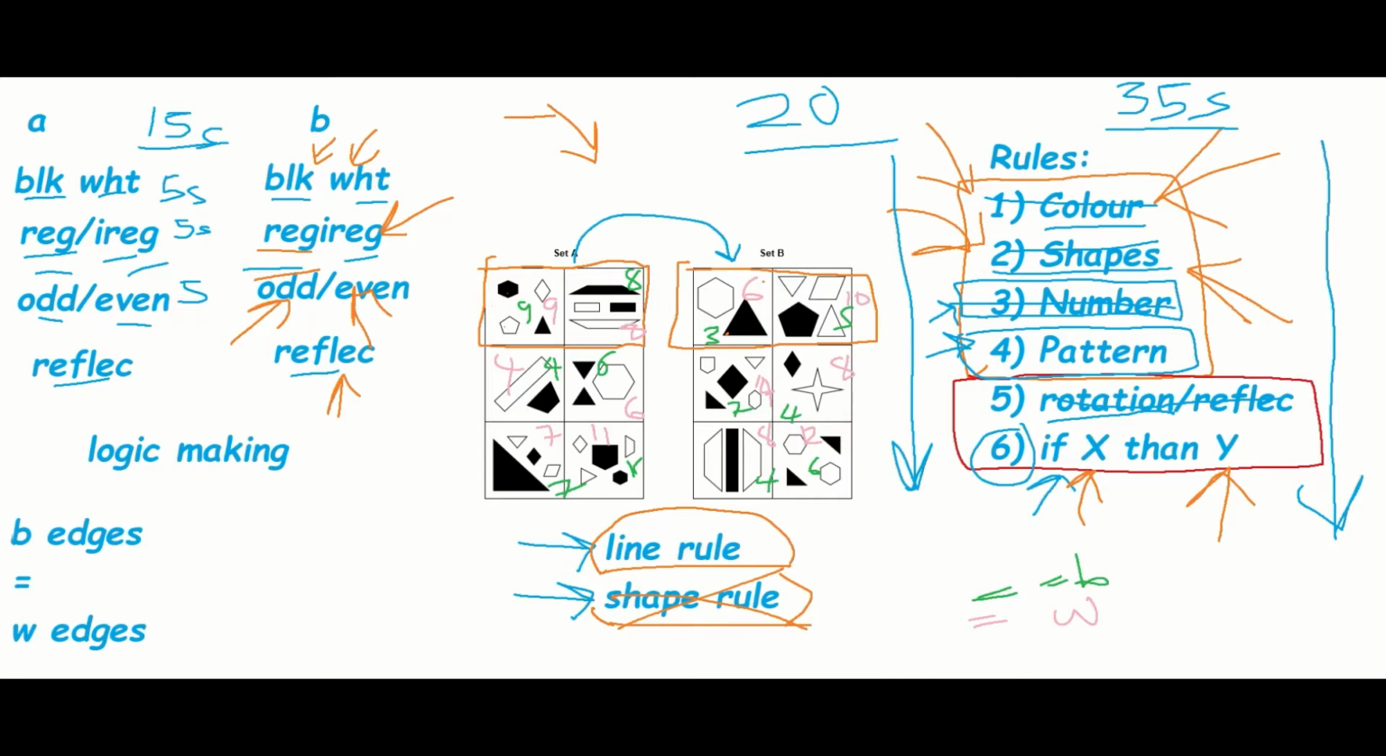In B, it's following the logic in a different way. B is now following white edges equal twice black edges. That's the rule that B is following. So now in a couple of seconds, or quite fairly fast actually, we found a rule that fits for A and a rule that fits for B.